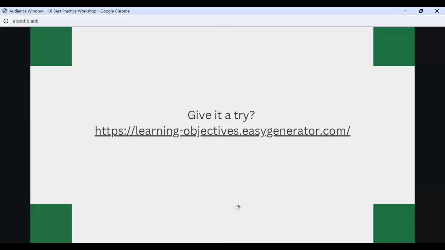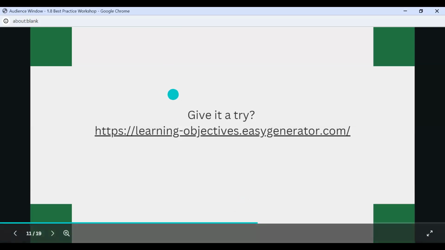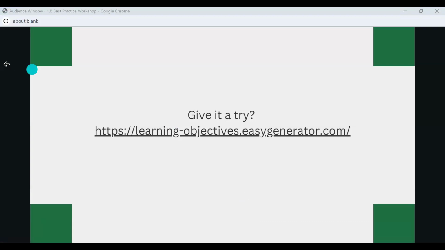So I thought we could give it a try, just to make this a bit more interactive. I wanted to spend just a minute or two on this. Peg also linked to these wonderful learning objective generators. So if you're struggling with how to write a well-written learning objective, you have these handy websites that can help you do that. So I'm going to share my screen once again.